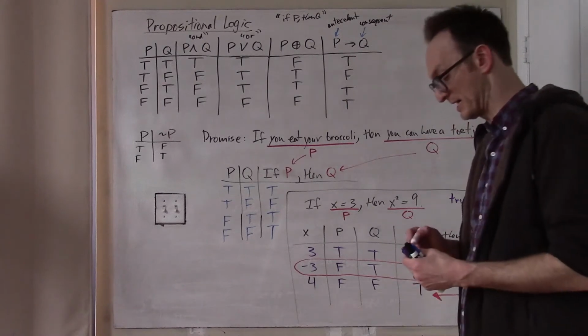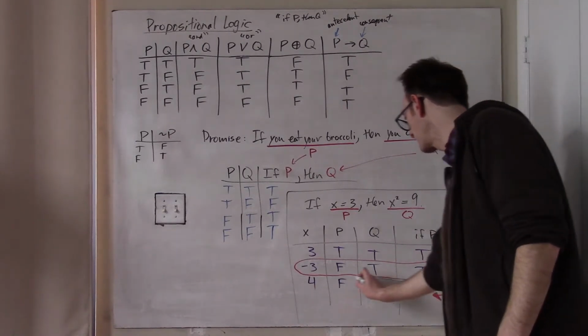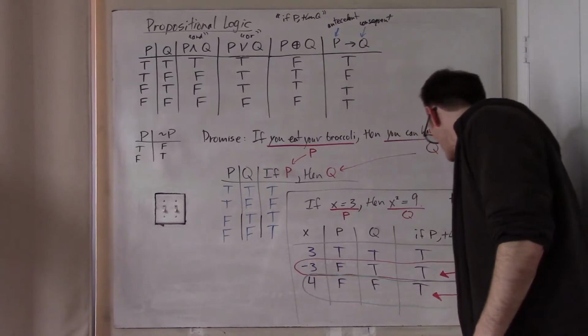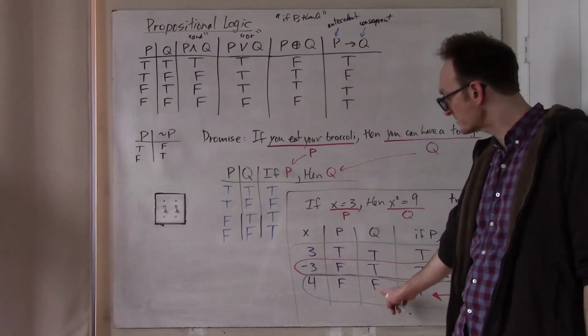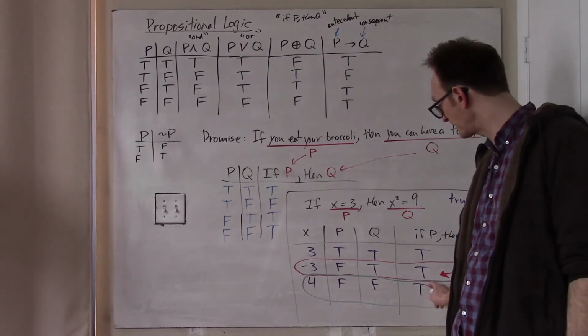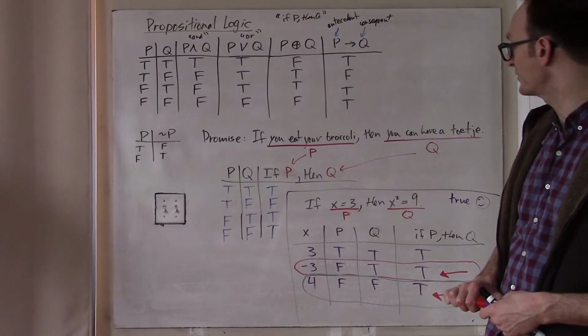And in the second example, we have a situation in which the antecedent is false, the consequent is false, and yet you were perfectly comfortable assigning the truth value true to that conditional.